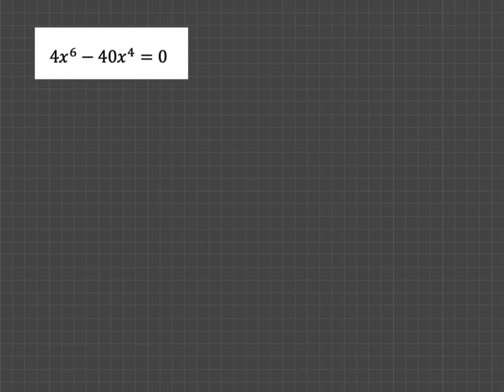Okay, let's look at this example. Again, we've got degree greater than 2, and it's just 2 terms, so grouping isn't really an option, but we want to look for the greatest common factor. So in the 2 terms, we can bring out a 4, and then we can bring x to the 4th out. We'll be left with x squared minus 10.